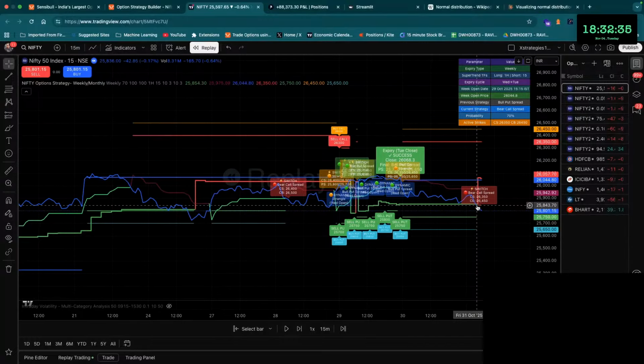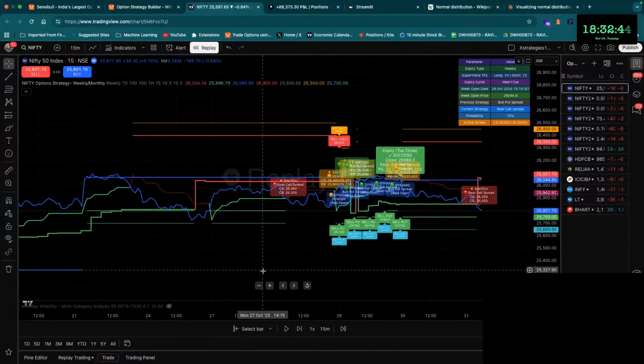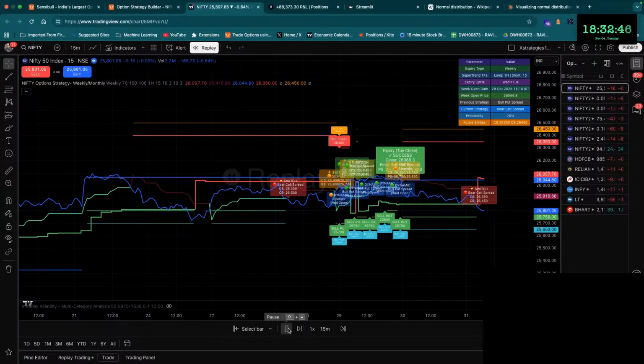But anyway, if you look at the current expiry, it gave a bear call spread signal on 31st October, which is Friday, at about 10:15. And then I think, yeah, there is a bull put spread. My bad. Sorry.